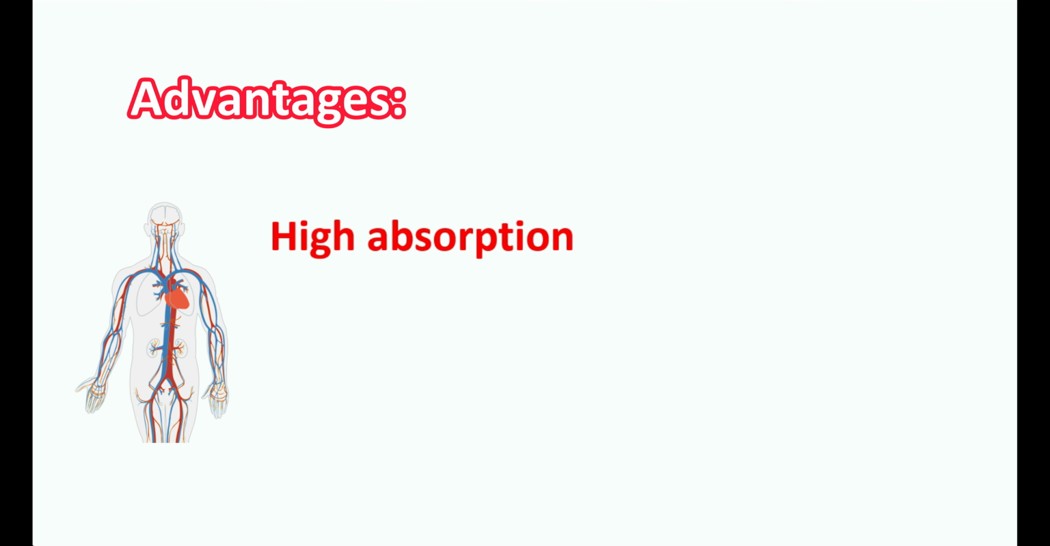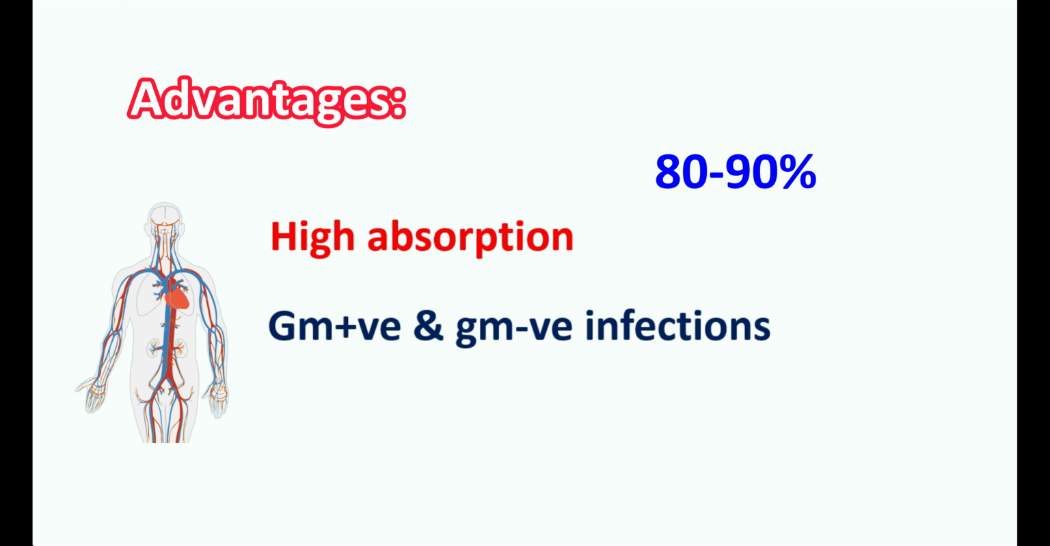One of the advantages of minocycline is that this medication shows high absorption. Around 80 to 90% of the medication is available to the systemic circulation. Therefore, it can be used at a low dose to treat bacterial infections. This medication is effective against both gram-positive as well as gram-negative infections, particularly those which are resistant to multi-drug regimens.